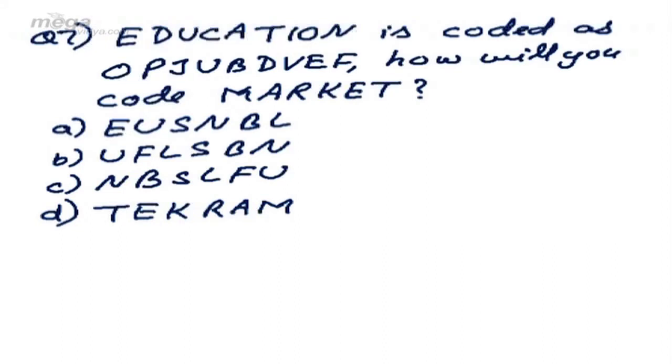Seventh question is, education is coded as OPJUBDVEF. How will you code market in a similar way? The question was, education is coded as OPJUBDVEF. So how will we code market?